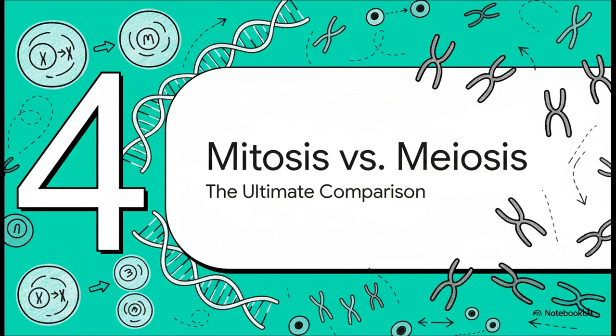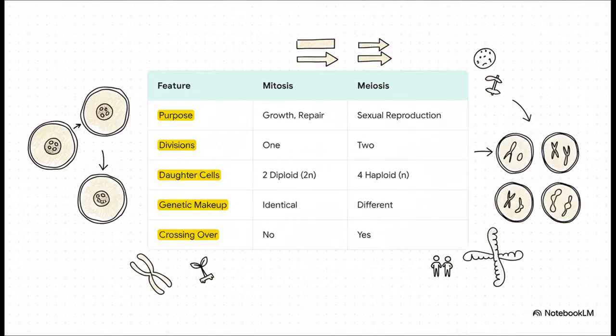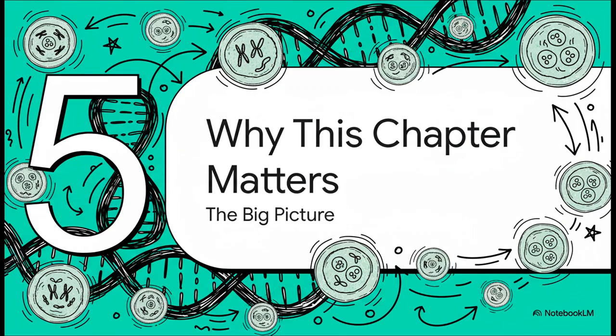Now this is a very, very important slide for your exams, my children. A favorite question is to compare mitosis and meiosis side by side. So let's do it. This table clearly shows you all the key differences you need to remember. Mitosis is for growth, meiosis for reproduction. 1 division versus 2. 2 identical cells versus 4 different cells. And most importantly, crossing over happens only in meiosis. Just remember this table.